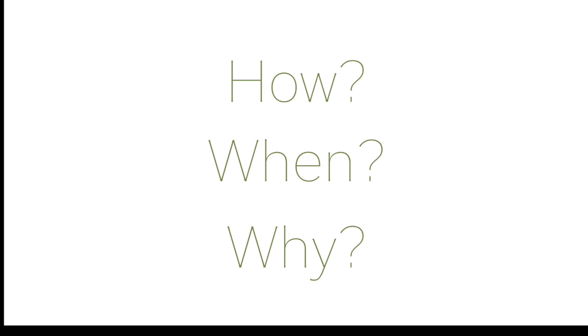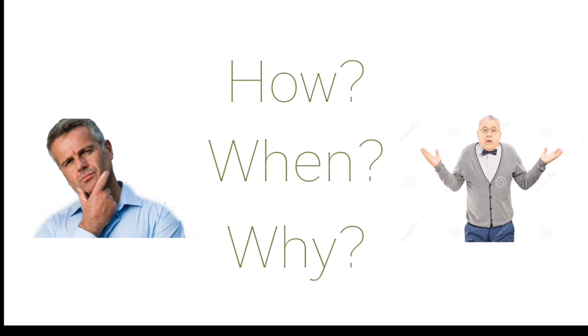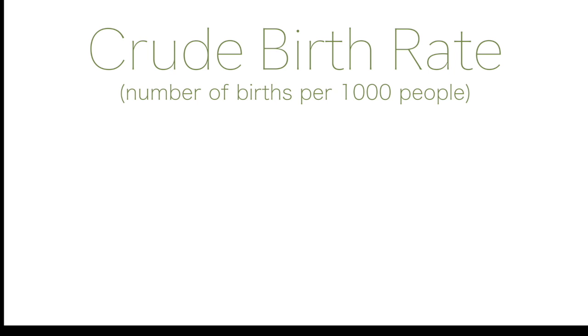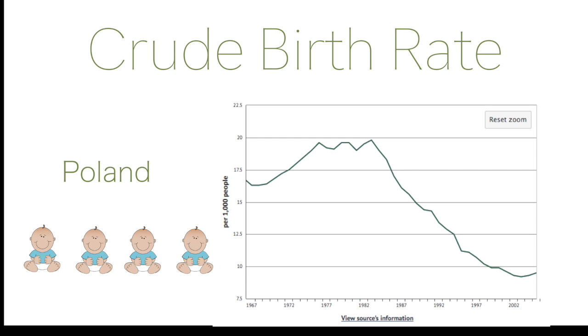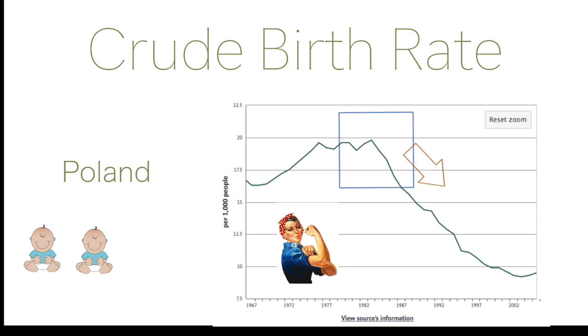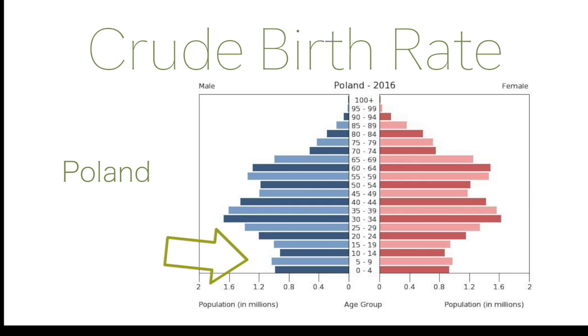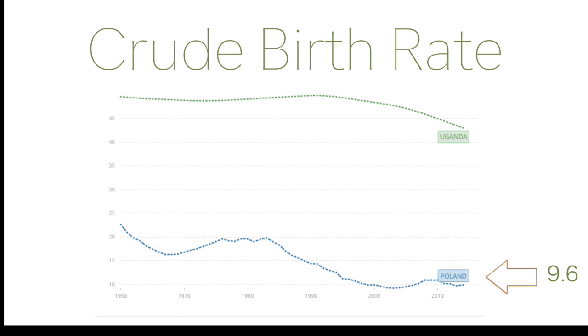But how, when, and why did these changes come to be? First, we're going to look at the crude birth rate to help us to answer the first two questions. There's a large difference in the crude birth rate, or the number of births per 1,000 people in the population. For Poland, birth rates peaked after the baby boom in the early 1980s as women began to postpone their births and join the workforce. And it has been low ever since, thus explaining their pyramid's narrow base. Currently, their birth rate is 9.6, much lower than Uganda's 43.4.